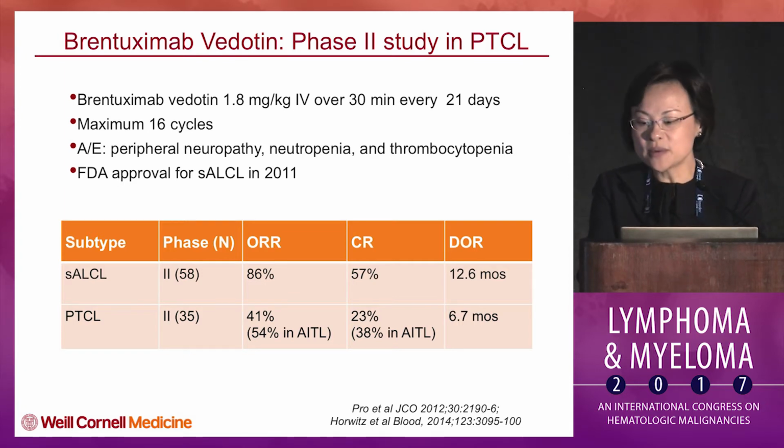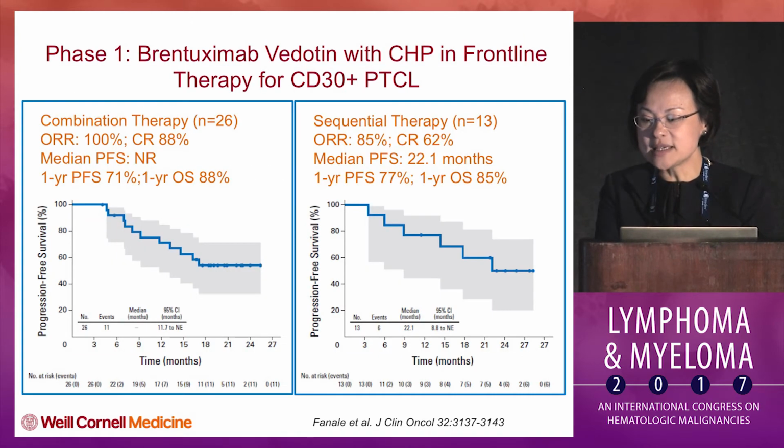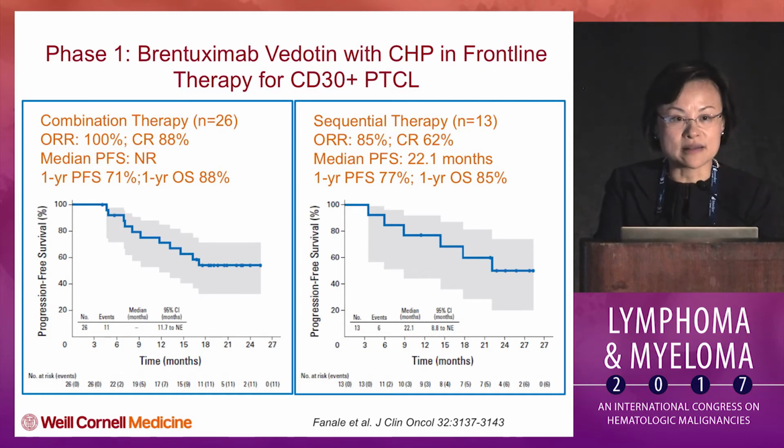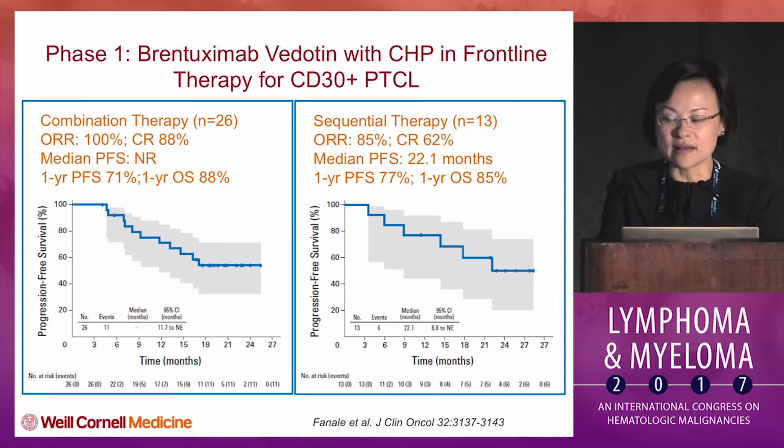In the experimental investigational setting, Brentuximab Vedotin was also studied in CD30 positive PTCL as a single agent. Overall response rate was 41%, 23% CR. Response seems to be higher in the AITL subtype. And based on that single-agent data, Brentuximab Vedotin has been investigated together with CHOEP-based chemotherapy in the frontline setting.